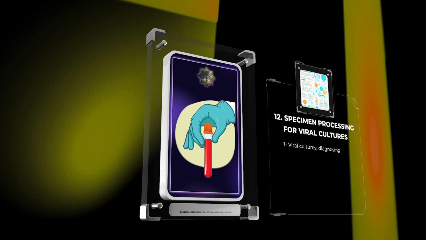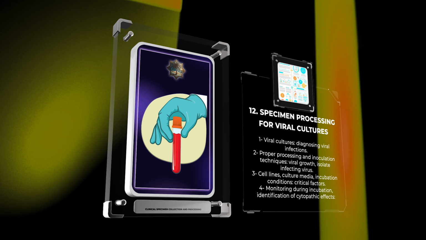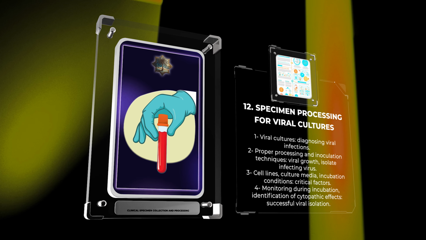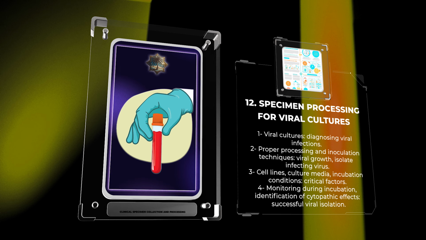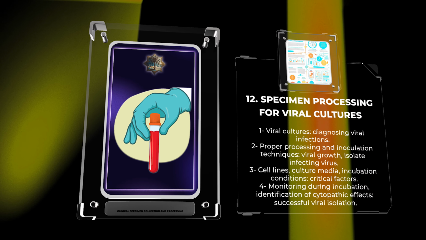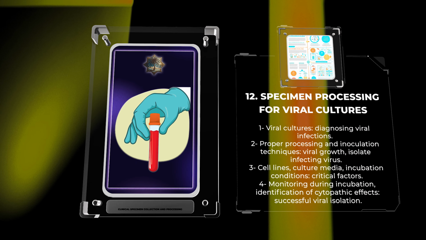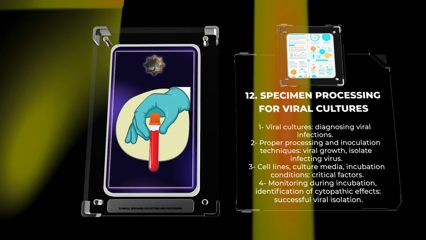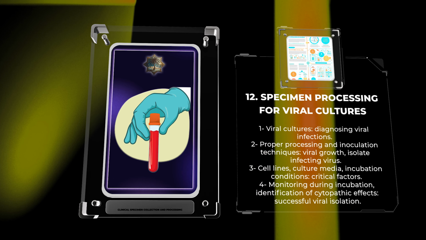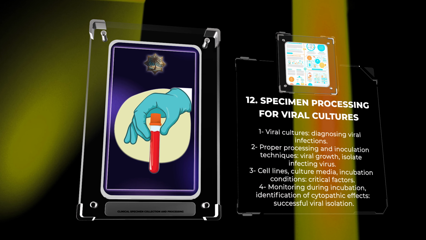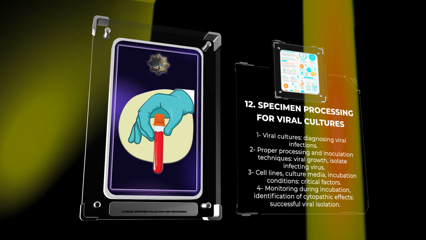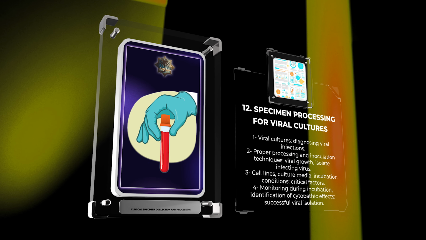Viral cultures play an essential role in diagnosing viral infections. Proper processing and inoculation techniques are employed to promote viral growth and isolate the infecting virus. The selection of appropriate cell lines, culture media, and incubation conditions are critical factors. Careful monitoring during incubation and identification of cytopathic effects contribute to successful viral isolation.